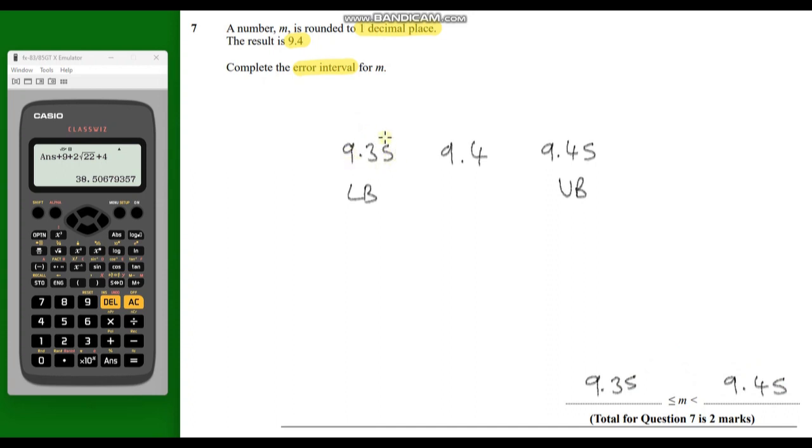So if we were to round this to 1 decimal place, that would round up to 9.4 because this 5 tells us to round up. But if it was any less than 9.35, so if it was 9.34, then that would be rounded down to 9.3. So this is the minimum value we can get. On the upper bound, it's slightly different because it's not saying it's equal to 9.45. It has to be less than 9.45. Because obviously, if you do round this to 1 decimal place, it will be rounded up to 9.5. So it is still the upper bound, but it has to be less than 9.45, which you can see here because there's no equal sign for the inequality.